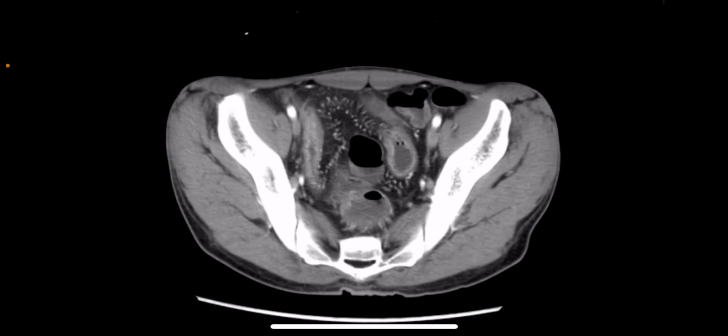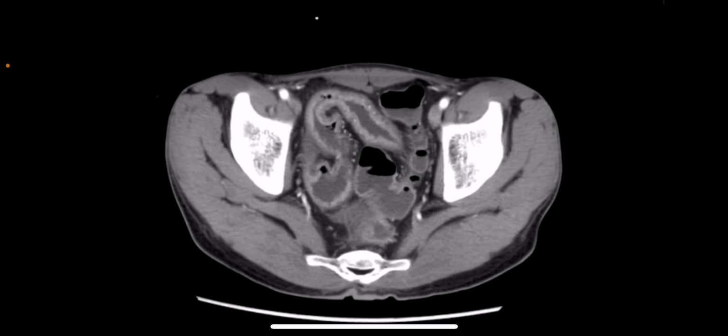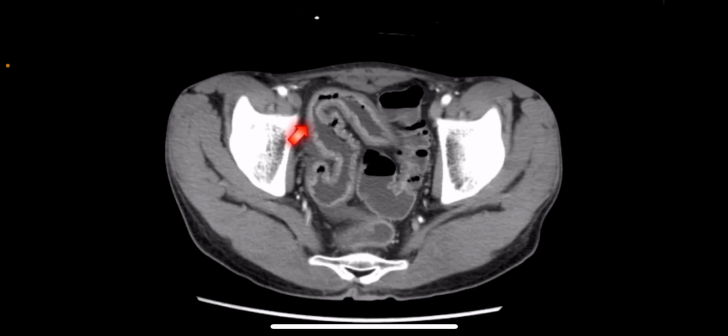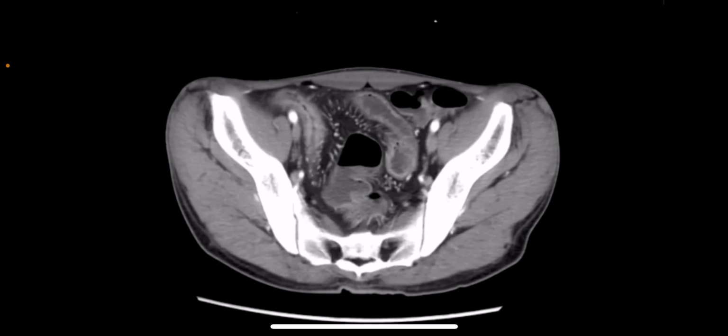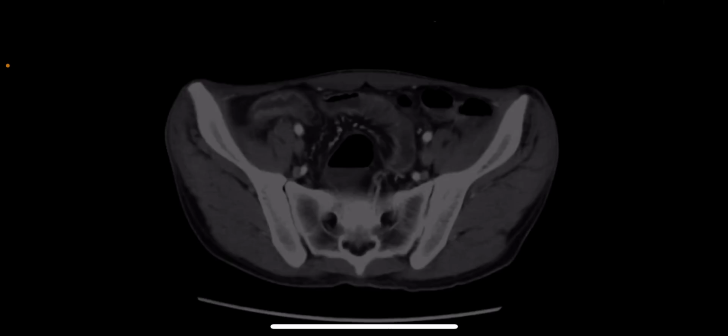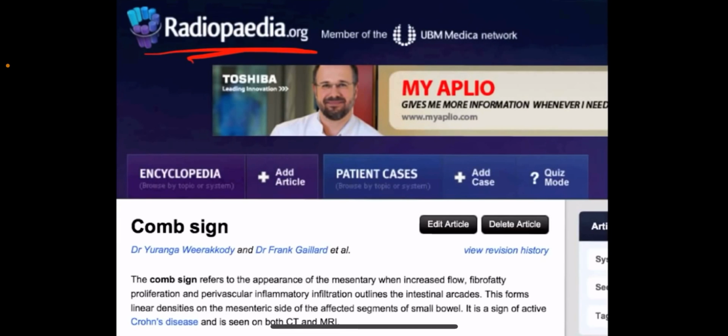The reason why the vessels stand out is not just because they are distended, but also because there is fibrofatty proliferation around them. We can have a look here and see how thickened that segment of bowel is due to the inflammation, and comparing that to a normal segment of bowel next to it. So that's the comb sign, vessels dilated in active Crohn's disease. You can find out more on the Radiopaedia website.